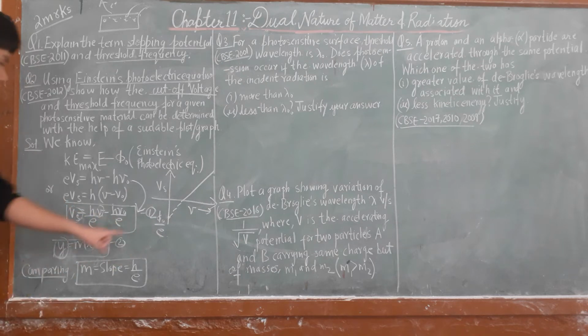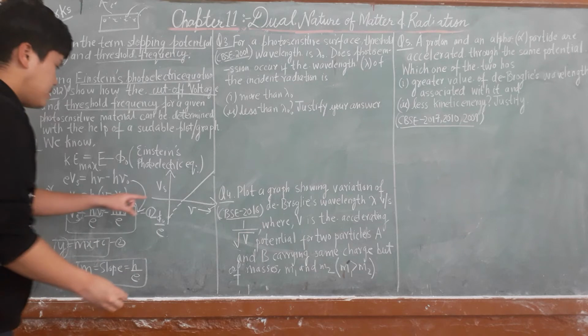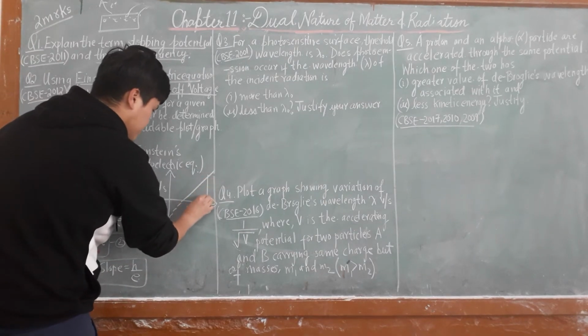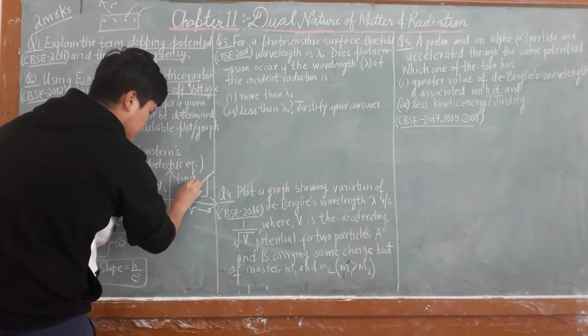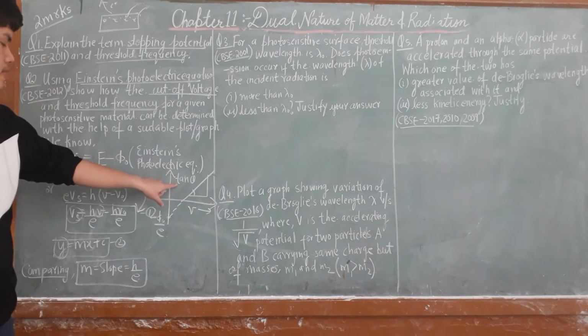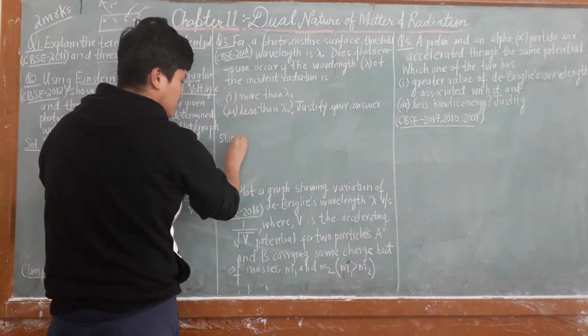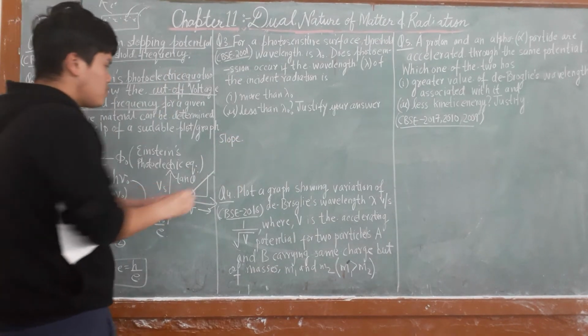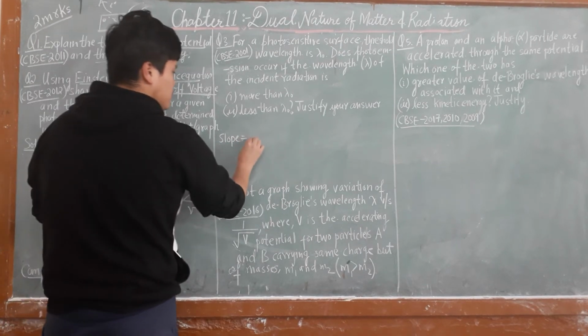Y-intercept, that is phi naught upon e. The slope of the graph is tan theta. Now tan theta is Vs upon nu.